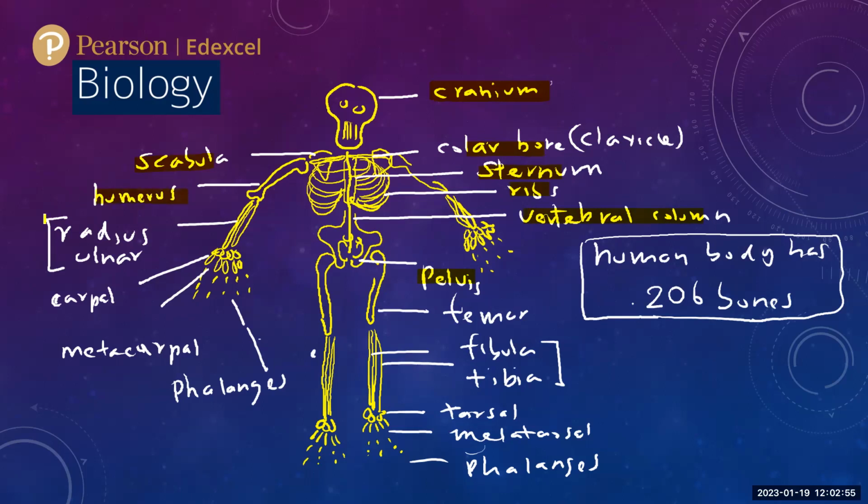And the radius and ulna, yes, we can feel them. Also some bones: carpals, metacarpals, and phalanges. Sometimes we can feel the phalanges. And the tibia and fibula bones, we can feel them. The femur is difficult because it's covered. And these are the other bones.